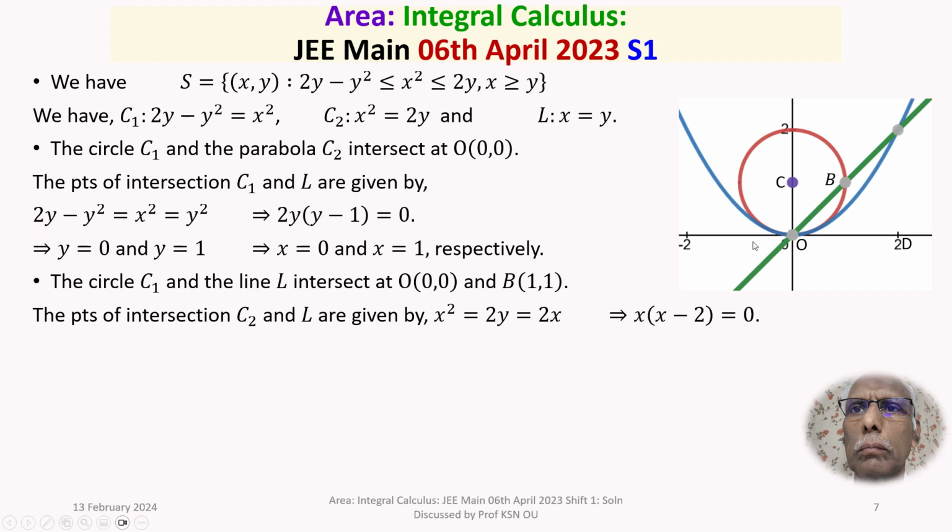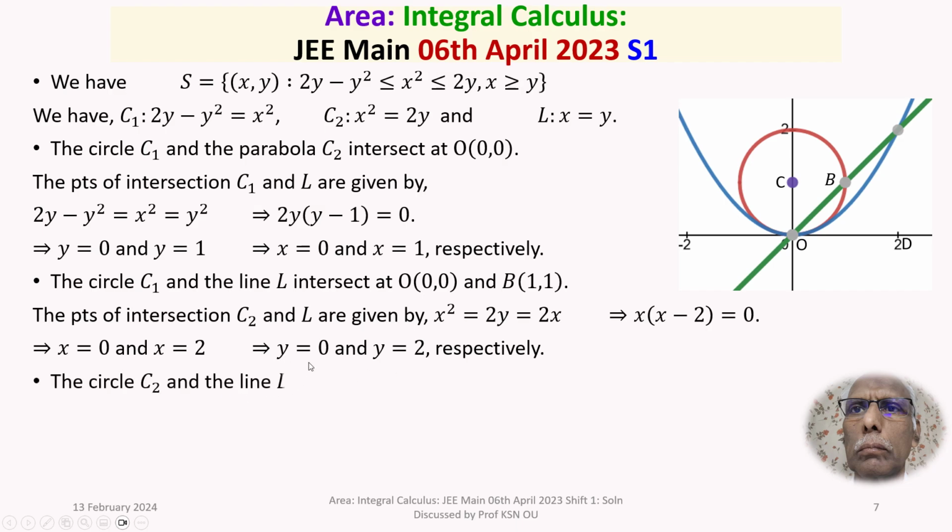Now the points of intersection of C2 and the line L. So these are the 2 points of intersection. So C2 means x square is equal to 2y, which is equal to 2x, because x is equal to y. So when you solve, this will be x into x minus 2. So x is equal to 0, x is equal to 2. When x is equal to 0, y is 0. When x is equal to 2, y is equal to 2. So the points of intersection are the origin 0, 0 and the point 2, 2, that we call A. So this is the point A. This is the origin. Right. So the points of intersection are there.